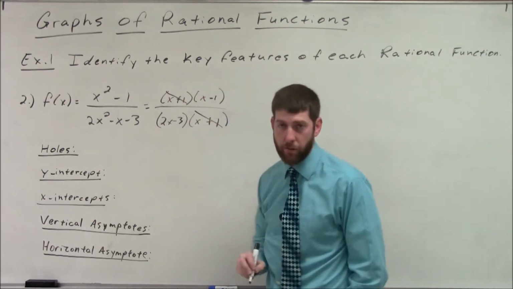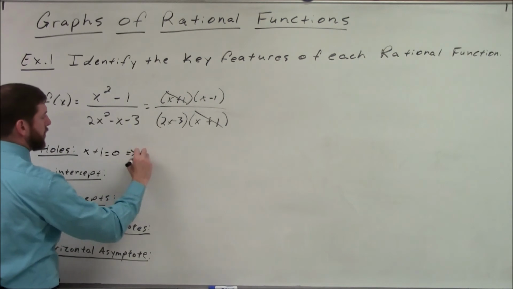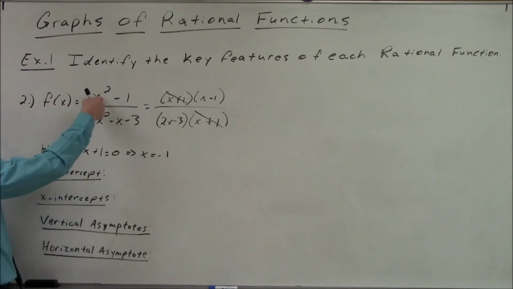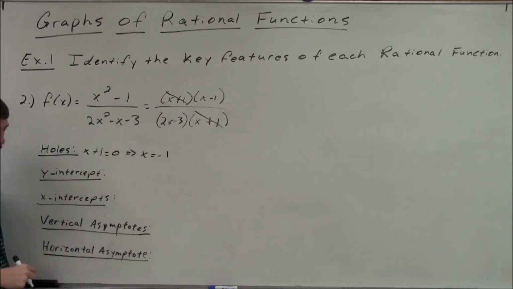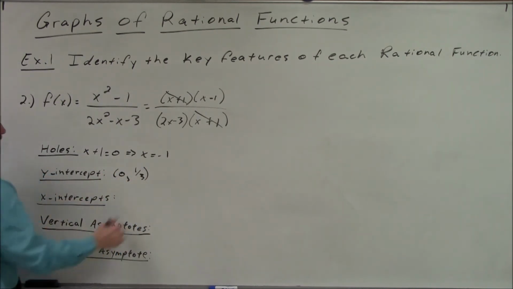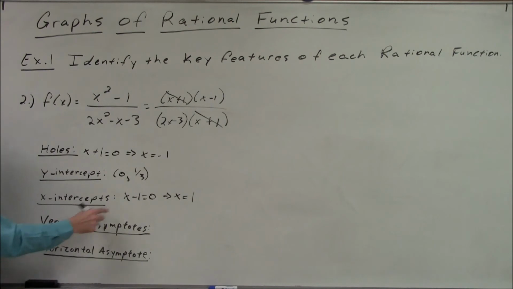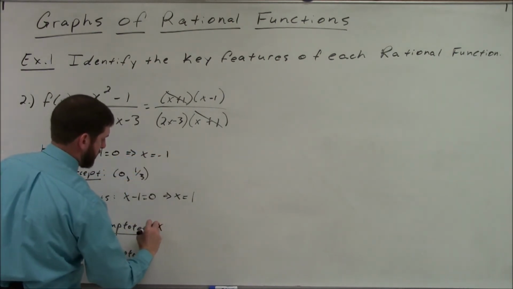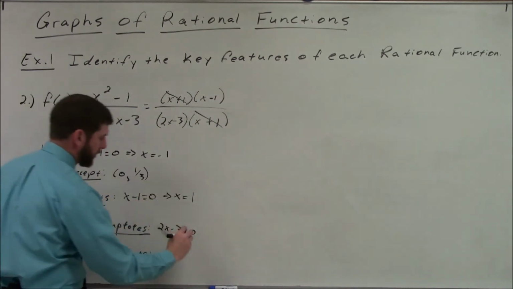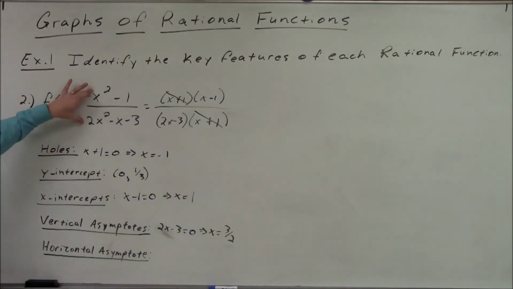Cancel the x plus 1, so we know that's our hole. So x plus 1 equals 0, so the hole is at -1. Y-intercept is what we get when we plug in 0, so 0, 0, 0 is going to leave us -1 over -3, so it's a ratio of the constants. So 0 and 1/3. X-intercept is simplified numerator equals 0, so x equals positive 1. Vertical asymptote, simplified denominator, so 2x minus 3 equals 0, so x equals 3/2. Horizontal asymptote, look at your degrees.